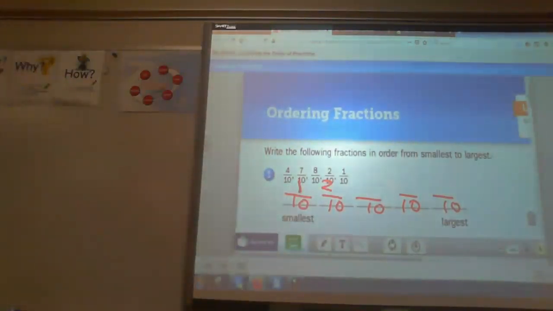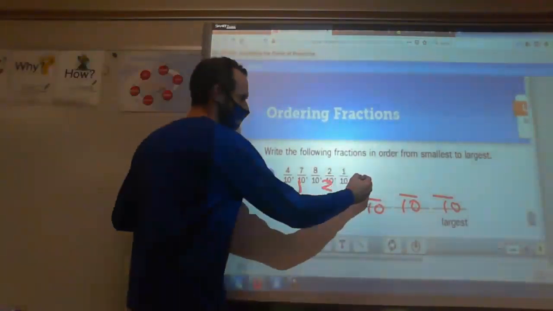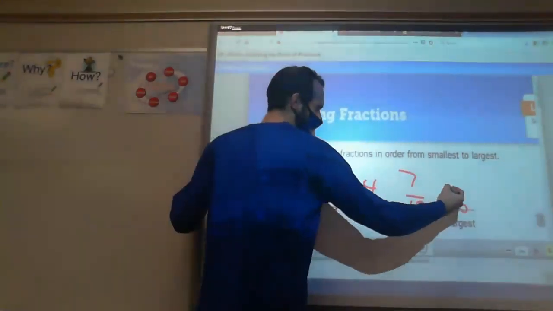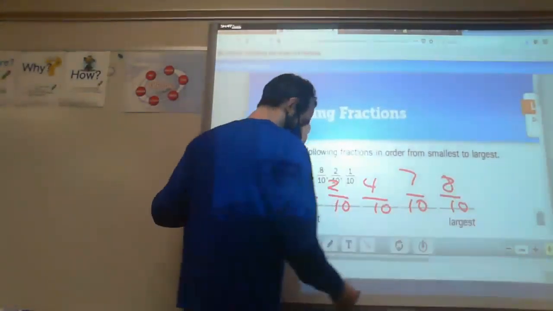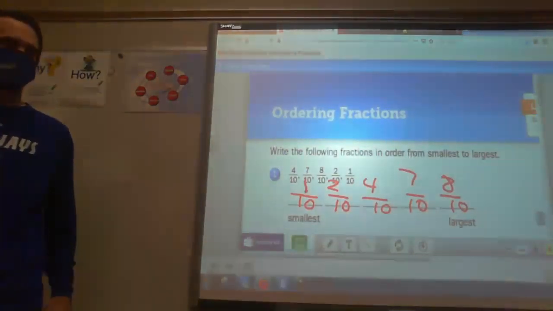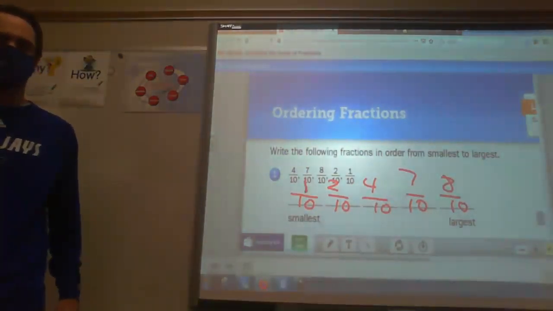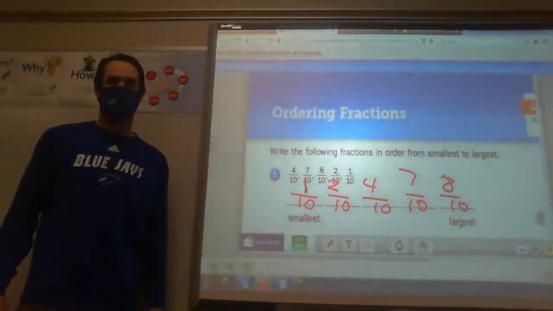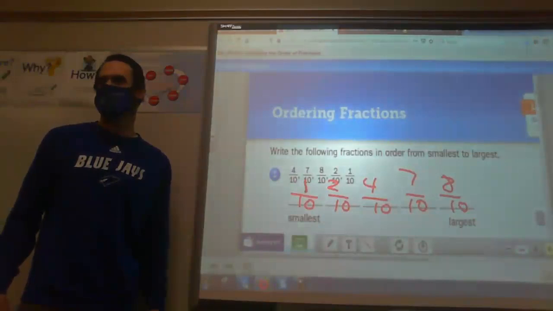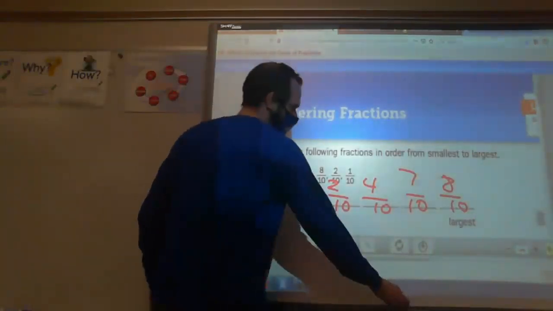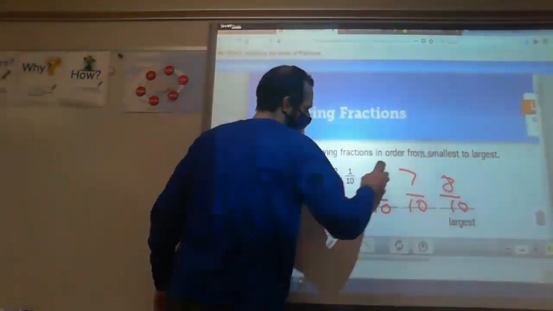Maddie, what comes next? Danielle? And Gavin. So something we should hope for if we ever have to order fractions on a state assessment test or a STAR test would be to hope and pray that we get common denominators, because common denominators make it super duper easy. And it's just counting.